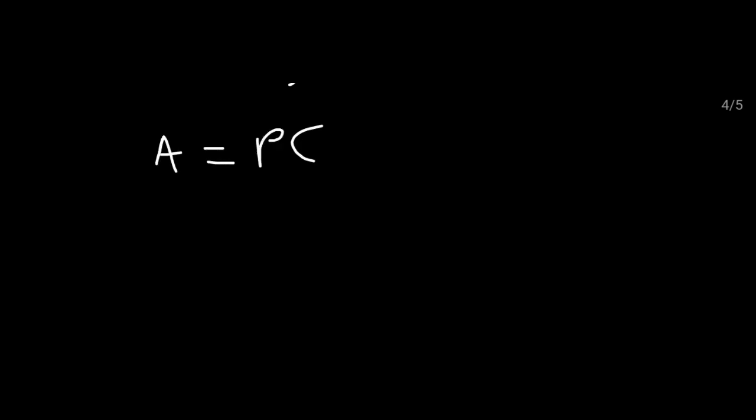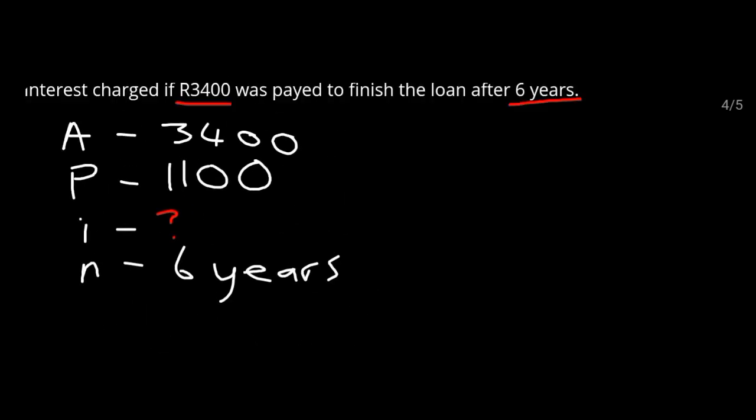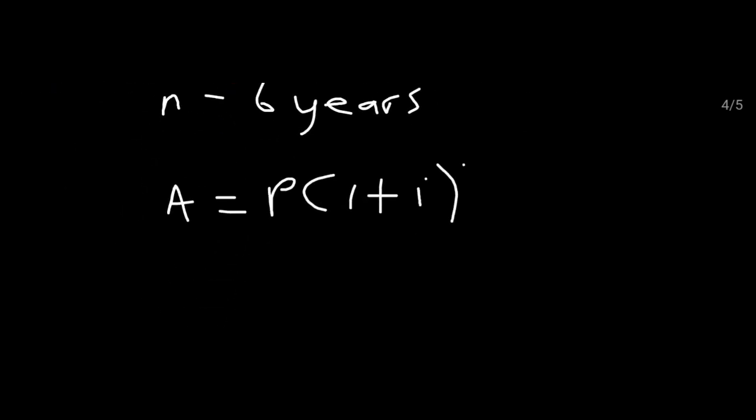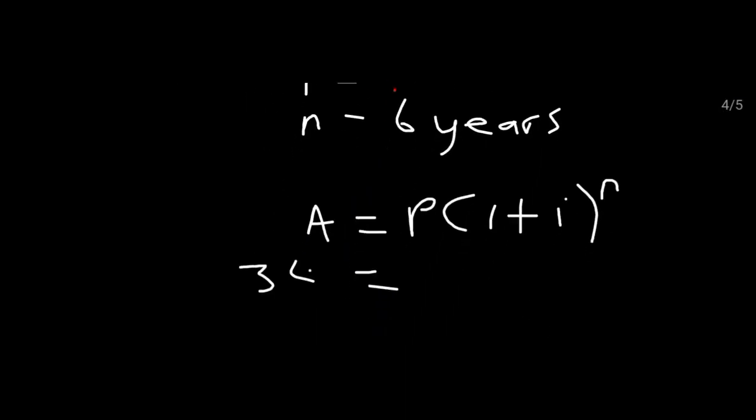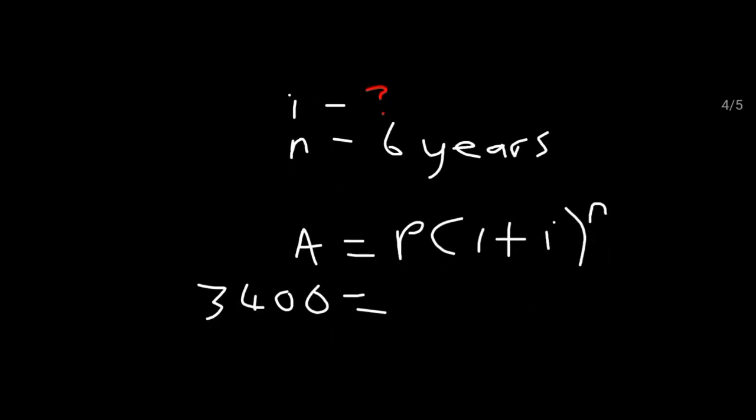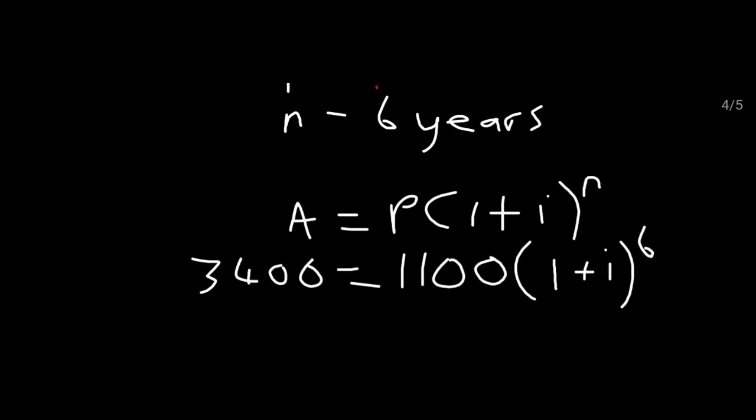So we have A equal to P into 1 plus i. They said compound interest, so we will use the compound interest formula. Pay attention, guys, to whether they say compound or simple. And then do I have my A? Yes, I do. They say the person paid 3,400 at the end. And then P is the loan, they gave them 1,100, into 1 plus interest. Since I don't know my interest I will leave it as i, and then the number of years we know, they paid after 6 years.